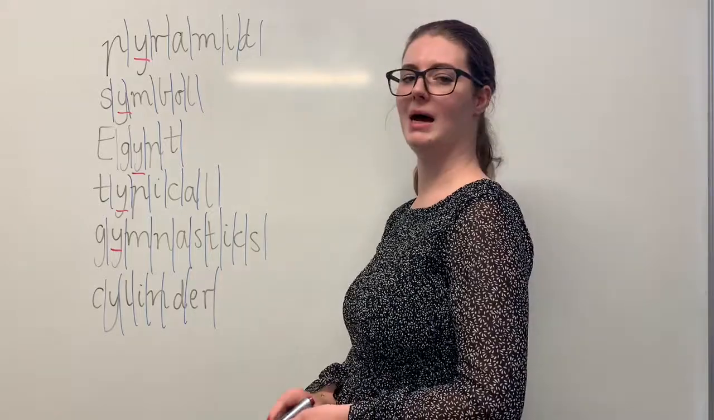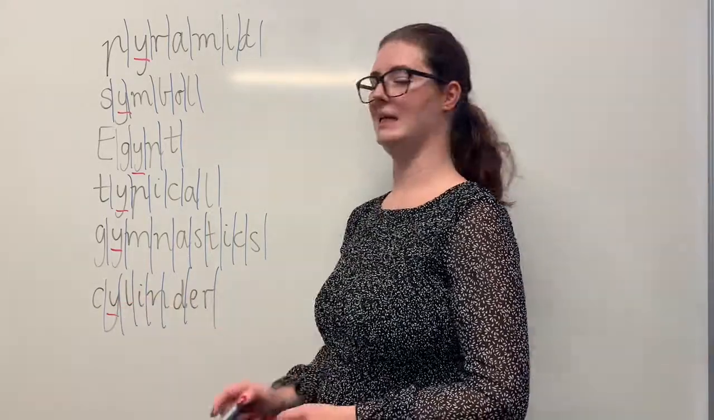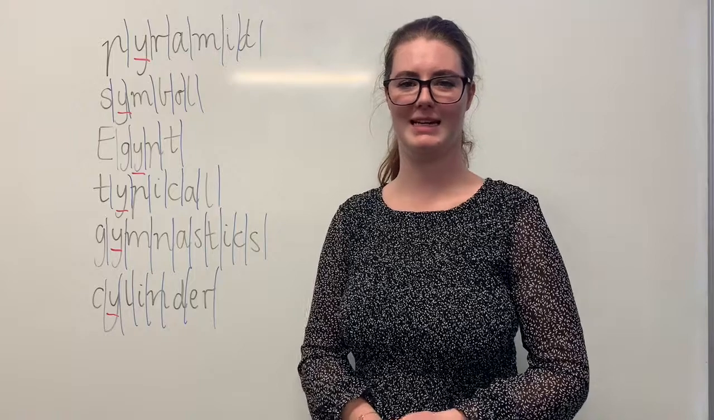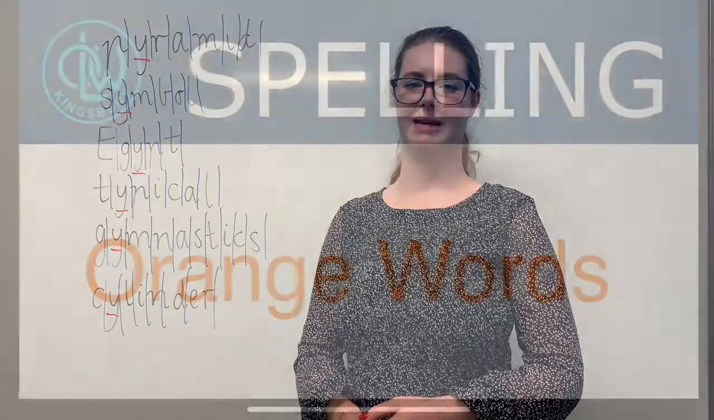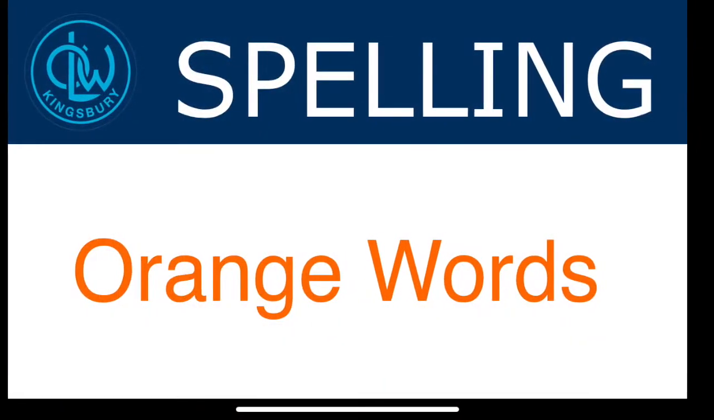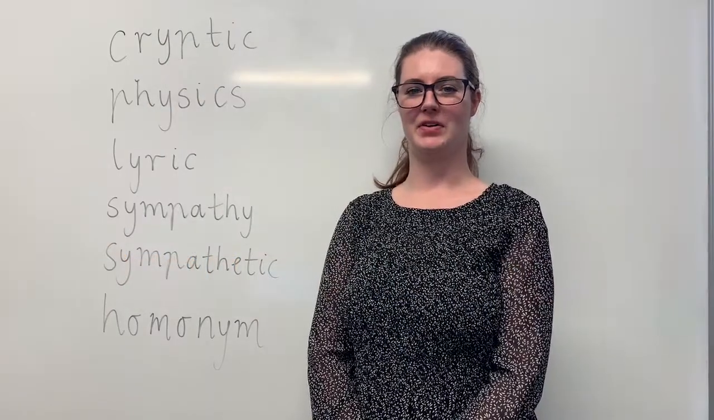The letters in cylinder are C-Y-L-I-N-D-E-R. The part we need to remember is the Y graph making the I sound. Can you teach it to me? Cylinder. C-Y-L-I-N-D-E-R. These are our orange words.